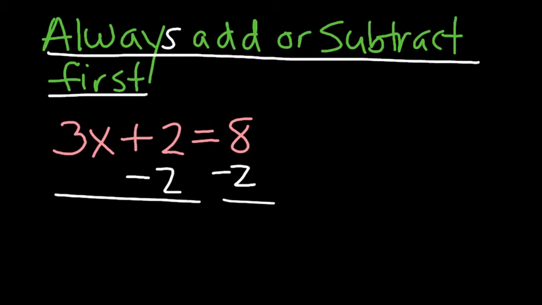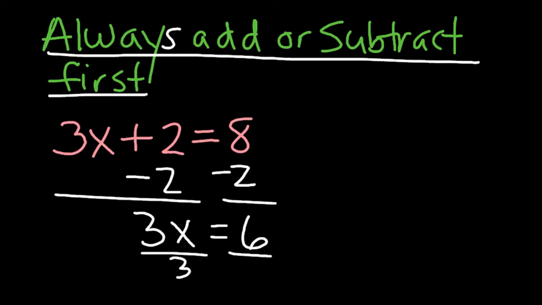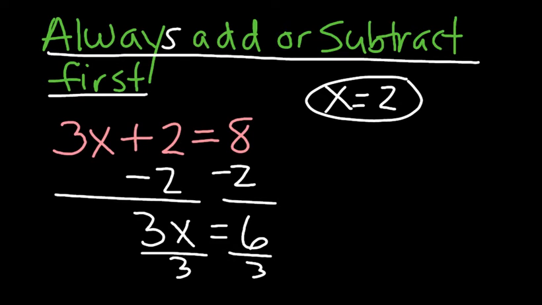So what does that leave me? That leaves me 3x equals 6. Now I get to divide. So divide by 3, x equals 2.